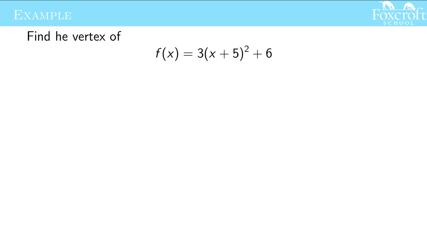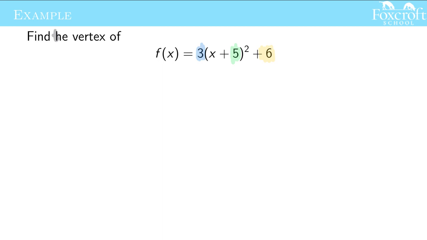So here's what I mean. Find the vertex of this quadratic. As you saw from the last slide, this a value here doesn't affect the vertex at all. We'll see what that affects a little bit later on. But we don't have to worry about this number at all. We're just looking at h and k. So h is the number inside with the x. k is the number at the back by itself.